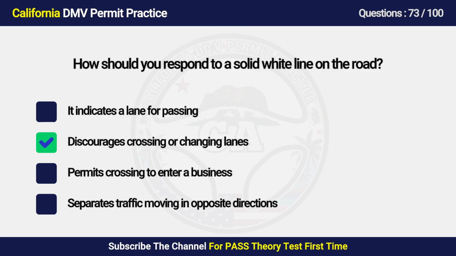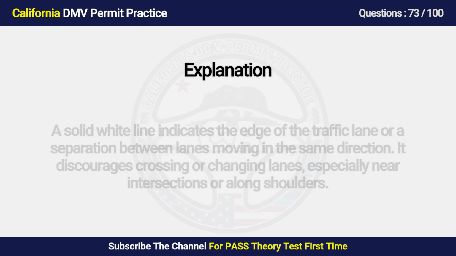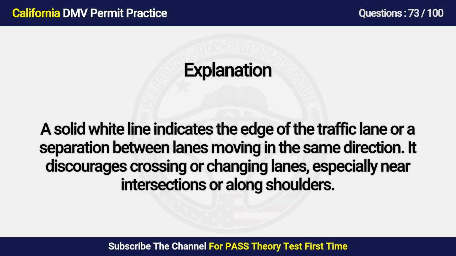Answers is B. Crossing or changing lanes. A solid white line indicates the edge of the traffic lane or a separation between lanes moving in the same direction. It discourages crossing or changing lanes, especially near intersections or along shoulders.